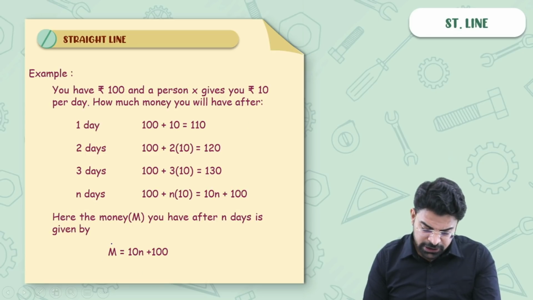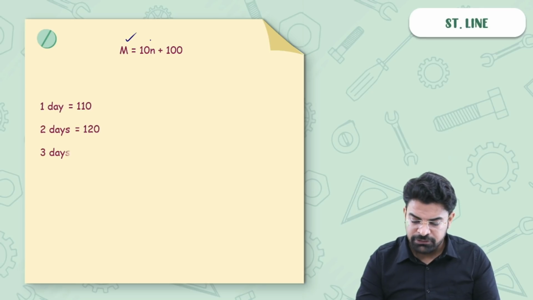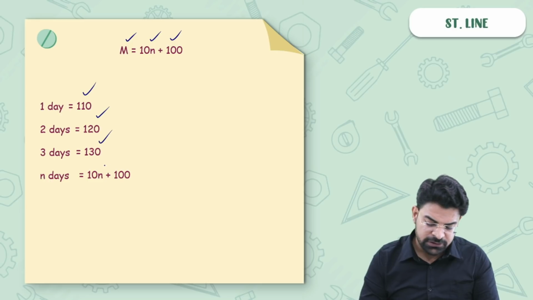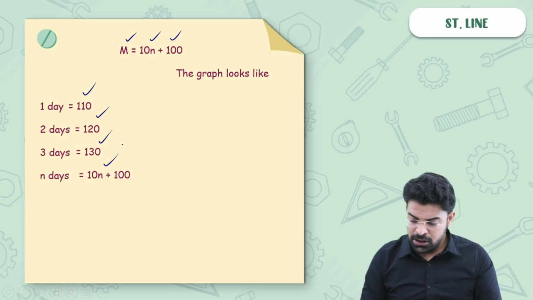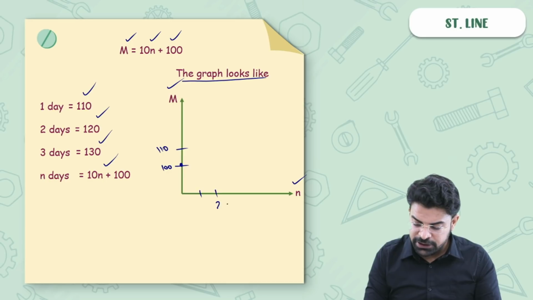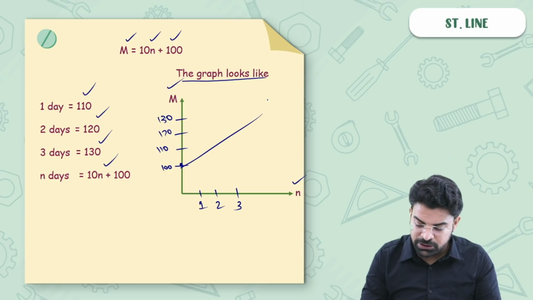Now let's talk a little bit more to understand it. We know that the money you have after n days is 10n plus 100. After 1 day you had 110, after 2 days 120, after 3 days 130, after n days 10n plus 100. If we try to plot the graph, what will the graph look like? If we plot the graph of money versus number of days, when the number of days is 0, you have 100. When the number of days is 1, you have 110. When it is 2, you have 120. When it is 3, you have 130, and so on. So the graph will be something like this.